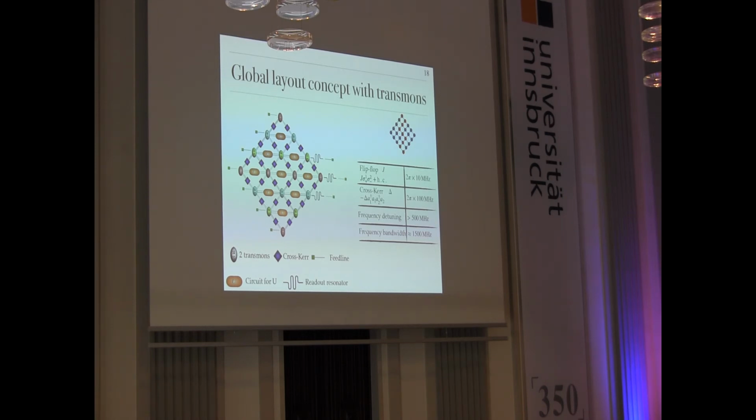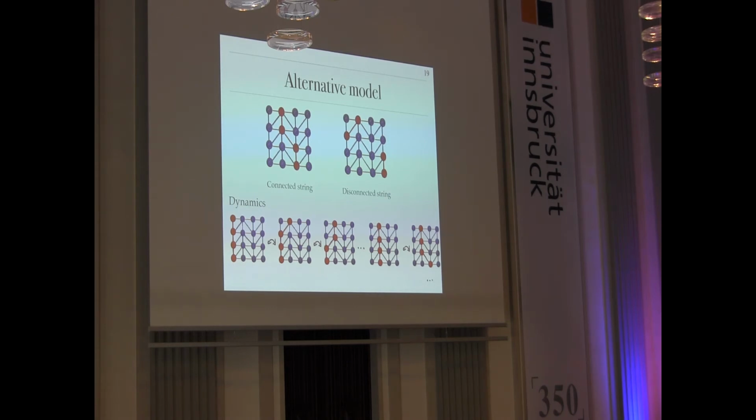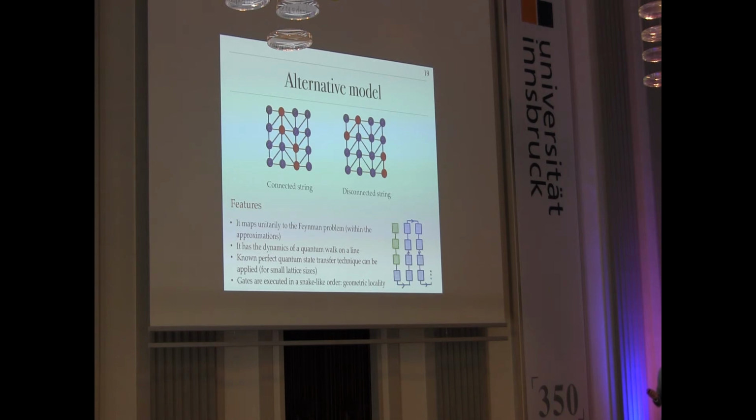Here I don't think I have much time. Just to tell you that we also constructed an alternative model. Basically, the alternative model has different connections, but eventually the dynamics of the system in this case maps to that of a quantum walk on a line. And so in this case, it maps unitarily to the Feynman problem. And in this case, the gates will be executed in a snake-like fashion. And since it is like a quantum walk on a line, we can also engineer perfect quantum state transfer techniques to guarantee that the end of the computation is reached with probability 1 at a certain time.